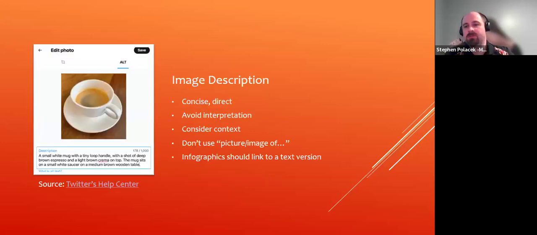Now let's talk about image descriptions in a bit more depth. This is something I am planning to really deep dive into later in the summer, but here is the short version of good practices for image descriptions. You want to keep it concise, make it direct. You want to avoid interpretation. You're really just conveying the subject of the picture to the user. You don't want to put any subjective judgment into it.